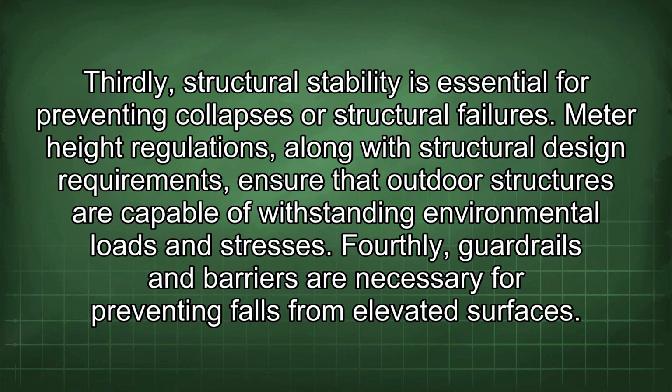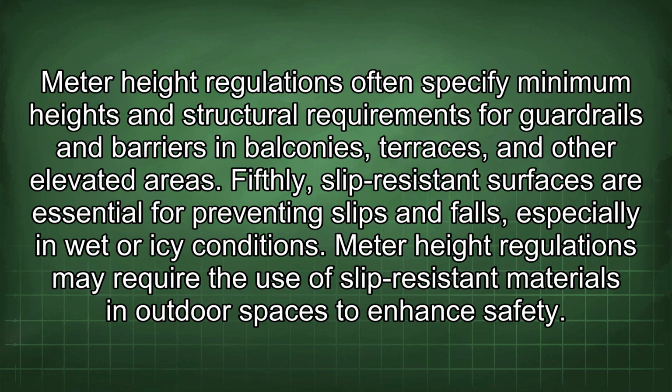Fourthly, guardrails and barriers are necessary for preventing falls from elevated surfaces. Meter height regulations often specify minimum heights and structural requirements for guardrails and barriers in balconies, terraces, and other elevated areas. Fifthly, slip-resistant surfaces are essential for preventing slips and falls, especially in wet or icy conditions. Meter height regulations may require the use of slip-resistant materials in outdoor spaces to enhance safety.